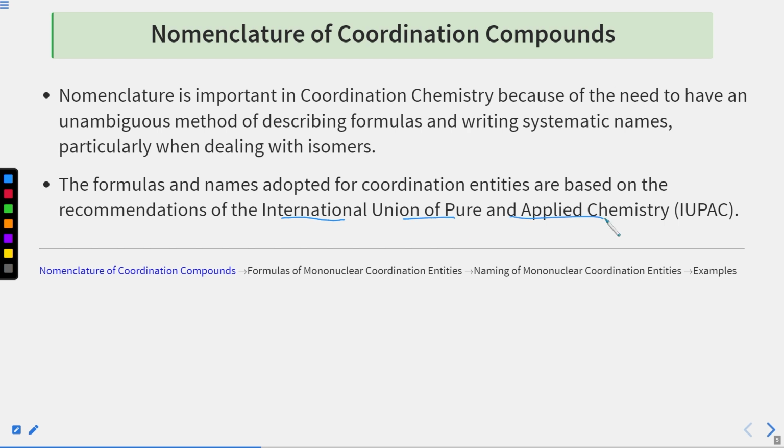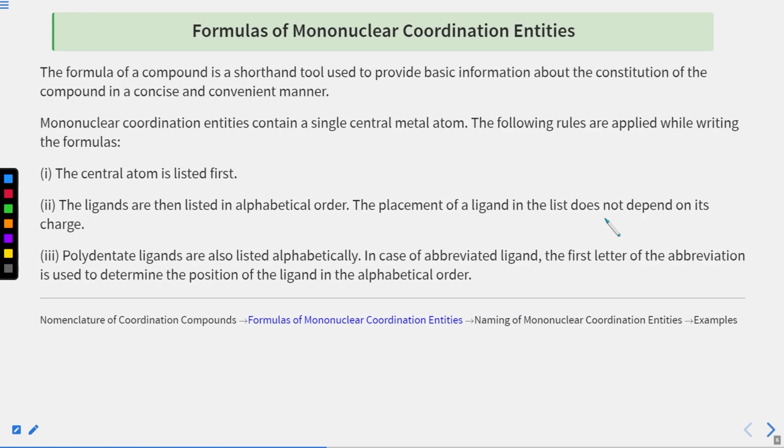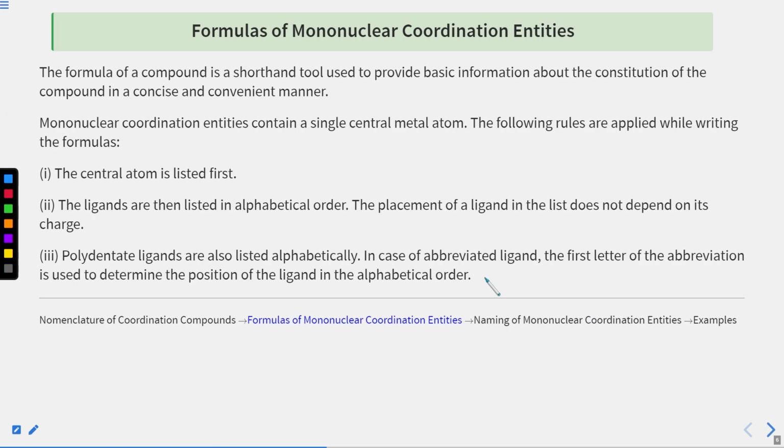So let us start with the formula first. How will we write the formula? For a mononuclear compound, there are multiple entities. First of all, it has a single central atom, and the central atom is listed first. Then we have ligands that are listed in alphabetical order. The placement of a ligand in the list does not depend upon its charge. This should be clear. It depends upon alphabetical order.